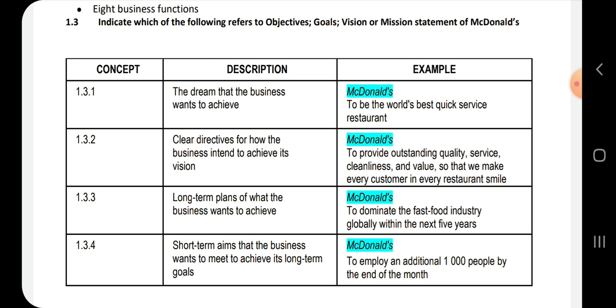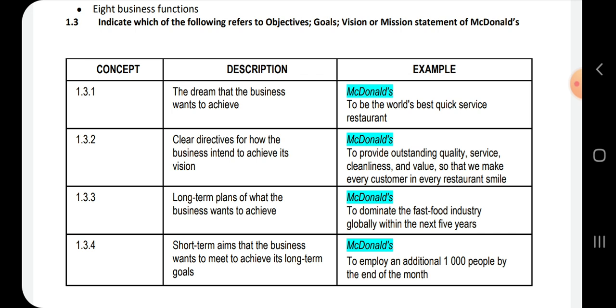And then 1.3.2 says clear directives for how the business intends to achieve its vision. And then let's look at the example: to provide outstanding quality service, cleanliness, and value, so that we make every customer in every restaurant smile. That is a mission. This is how the business will achieve its vision.